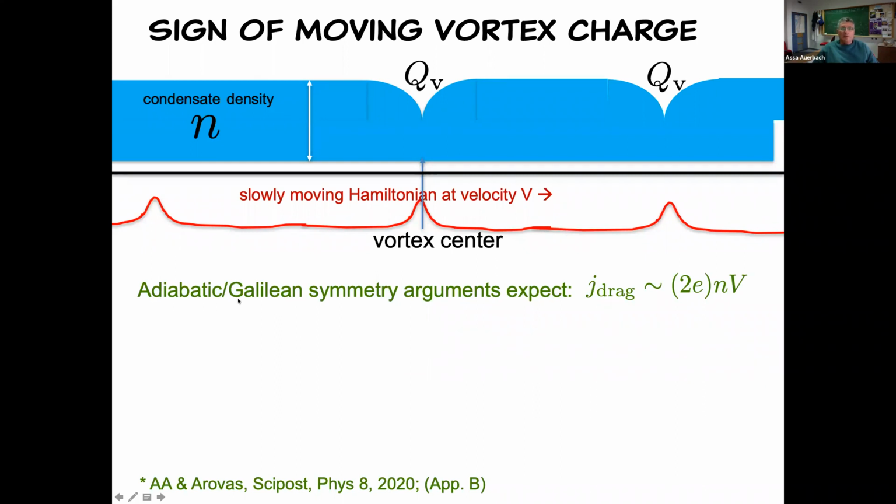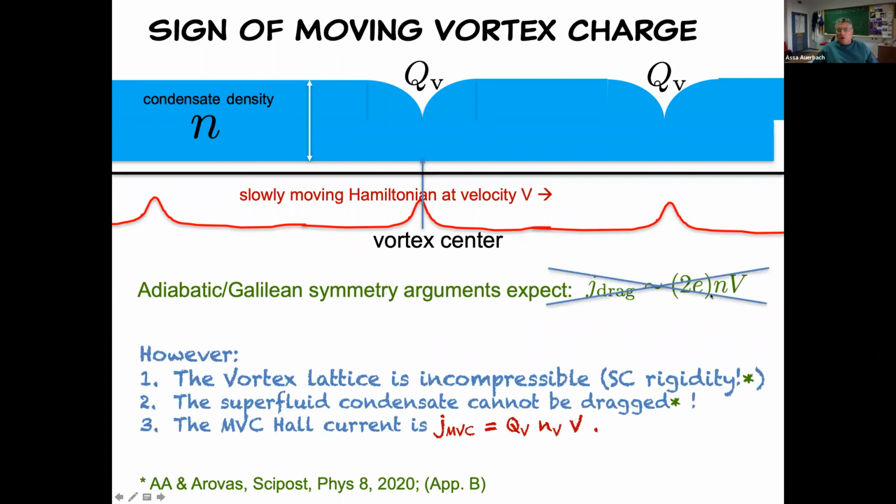Galilean symmetry will give you similar results. You say, oh, I have a moving condensate, I have a moving system, let's go to the moving frame, and then everything is at rest there, and then you go back to the stationary frame, you say the current has to be 2e n v. However, it's wrong.